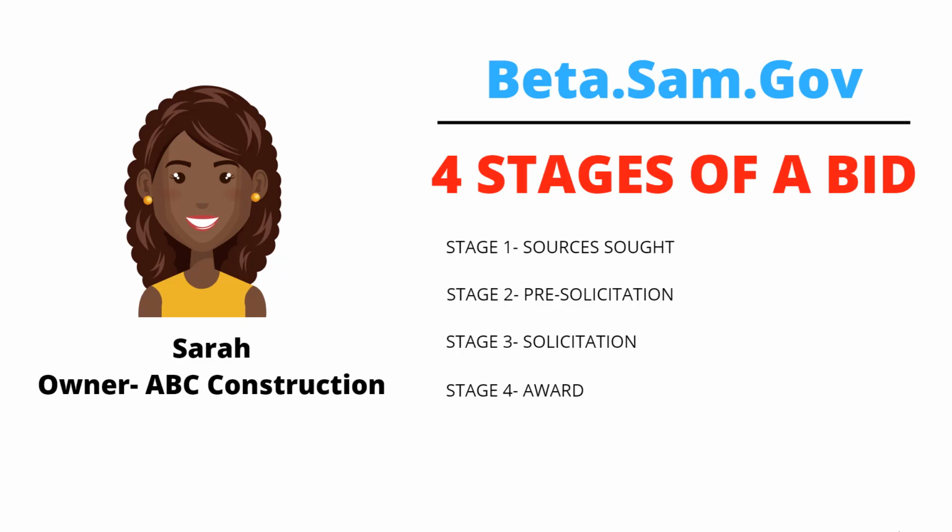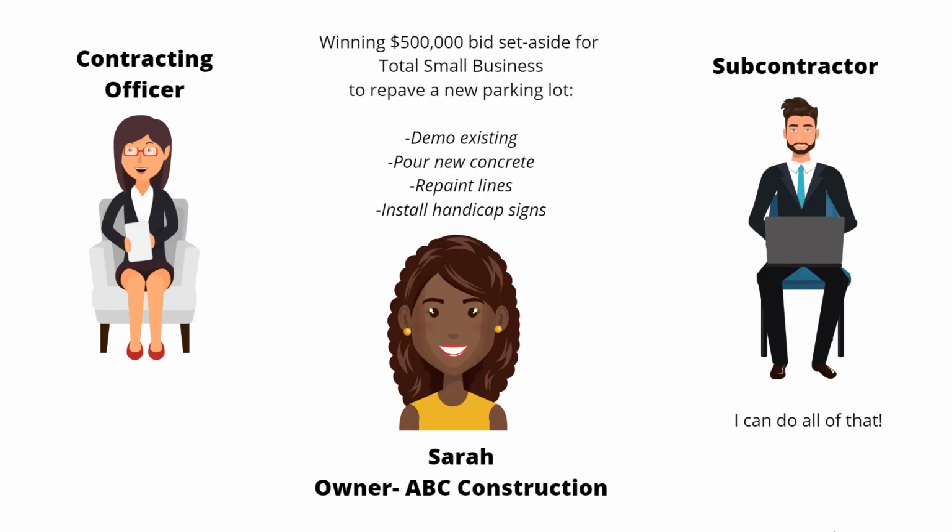Every opportunity in your search results in beta.sam will have a different stage of a bid that it's in. And each stage, a sources sought, a pre-solicitation, a solicitation, and an award, has different requirements. So you can't just say an opportunity is an opportunity is an opportunity in your search results. A sources sought requires something different than a solicitation, and a pre-solicitation is very different than an award. So when you look at an opportunity, the very first thing you should ask yourself is, what stage of the bid is this opportunity in? And if you're not able to do that, I guarantee you will be able to do that easily by the end of this video.